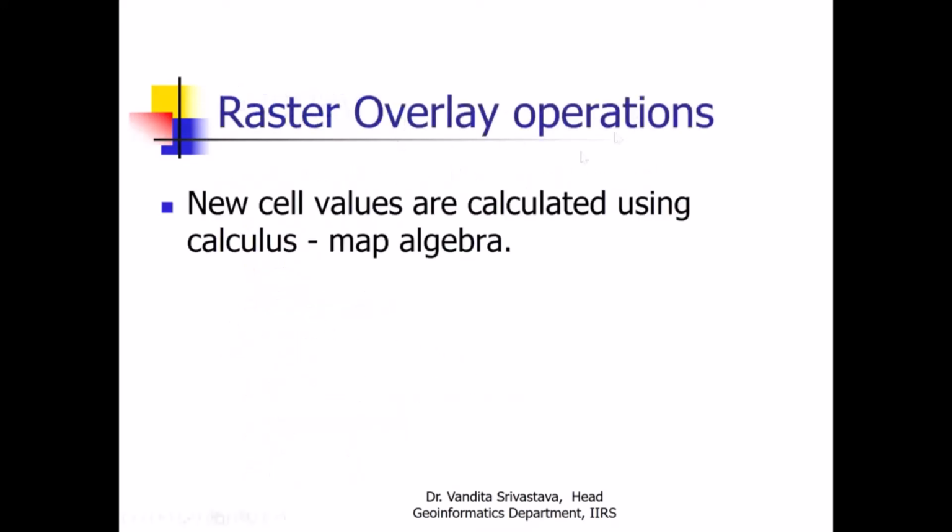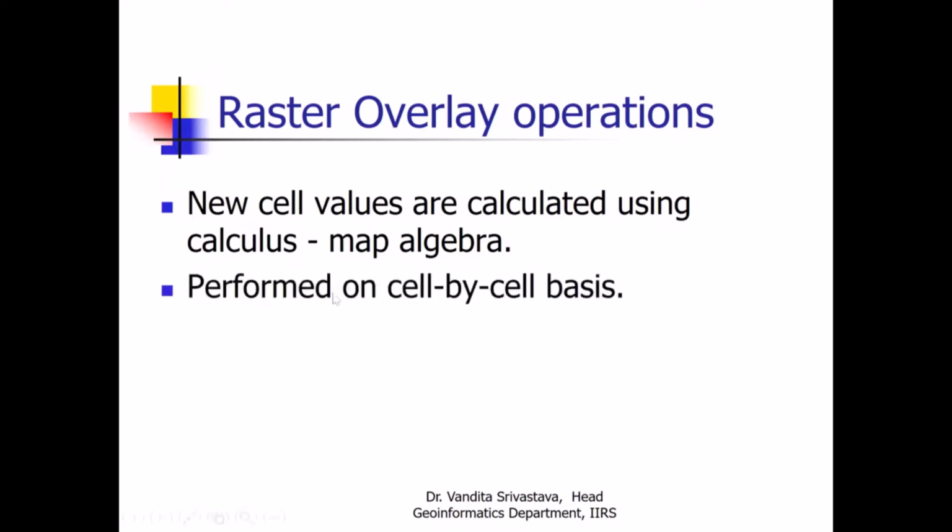So in case of raster overlay, the new cell values are calculated using calculus. You can find this in software using the raster calculator or map algebra kind of operations. There are various kinds of raster functions: local, focal, zonal and global.